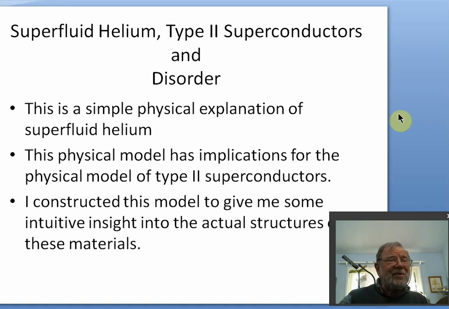I am self-publishing this paper. It's entitled Superfluid Helium, Type II Superconductors and Disorder. I have been thinking about this subject for a long time. I have a simple physical explanation of superfluid helium, and the physical model has implications for a physical model of type II superconductors. They are linked. And I've constructed this model to give me some intuitive insight into the actual structures of these materials, the physical causation.